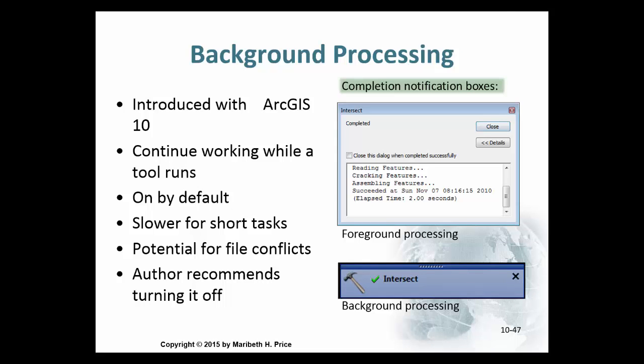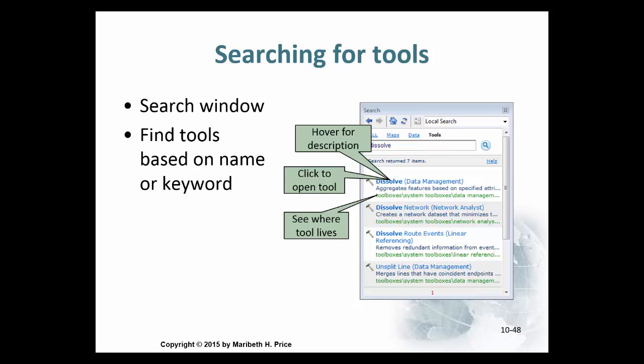The processing of overlay and geoprocessing tools happens in the background, which allows you to continue to work in the map document. A small window will appear when the process is complete. You can use the search window to find tools based on their name or keyword. Once the search has found some items, hover over them for descriptions or click on them to launch the tool.